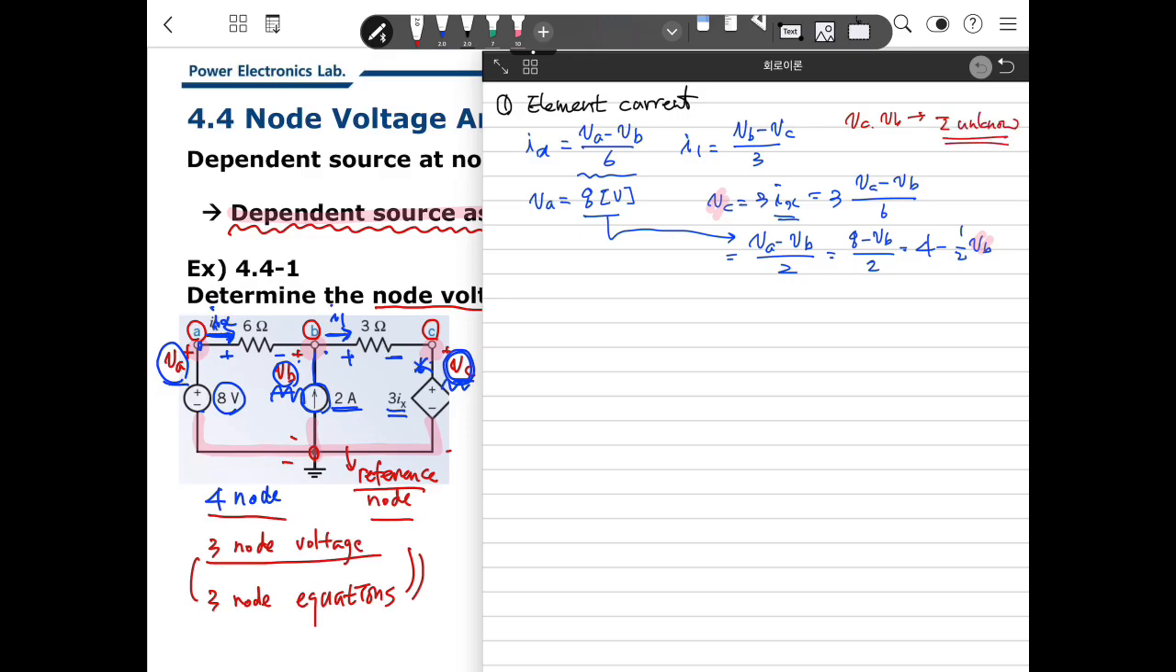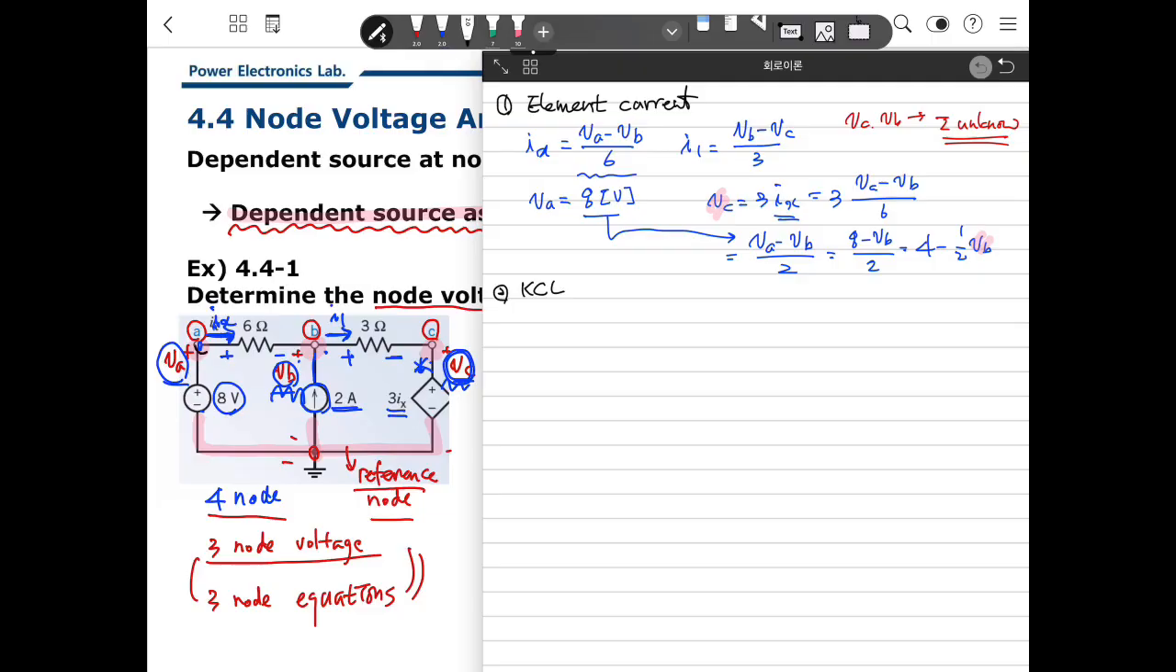So how many equations do we require? We need two equations because we have two unknown variables. Next, what should we do? We need to do KCL for each node.